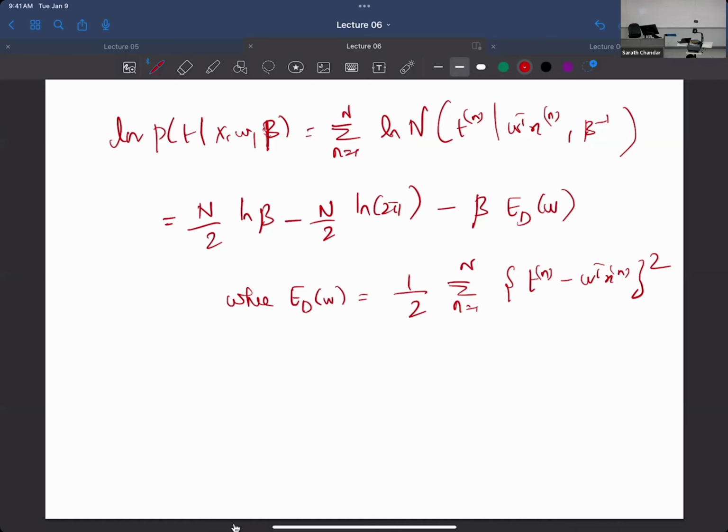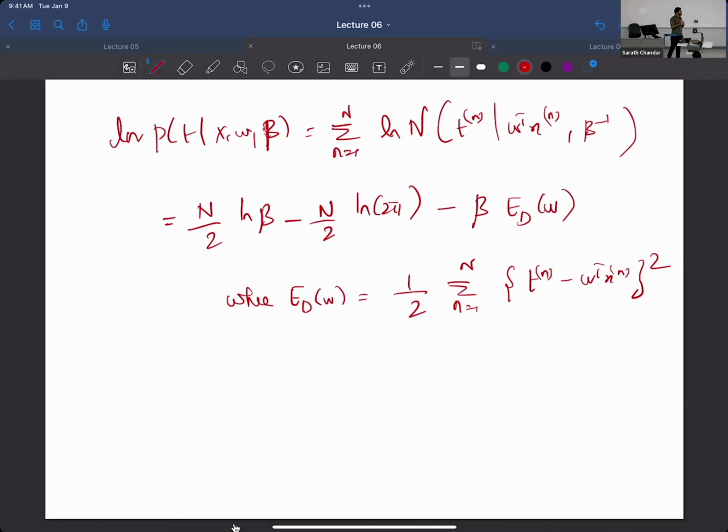So what does this mean? When you are maximizing the log probability, these two terms don't have any parameters, so they are constants. When you are maximizing this, you are basically maximizing minus ED of W, or in other words, you are just minimizing the squared error.